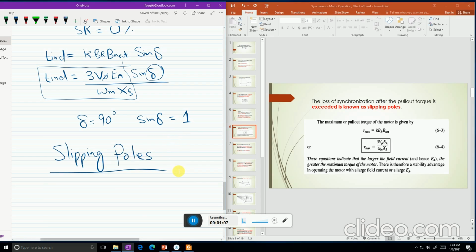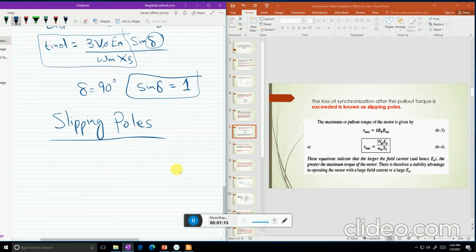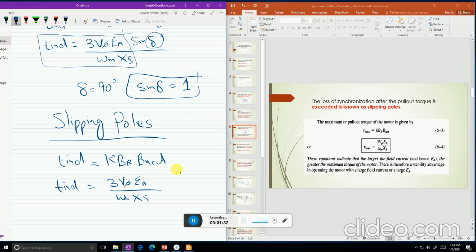And the maximum pull out torque can be given as follows. If sine delta is equal to 1, then the torque induced in magnetic quantities is K B_R B_net, and in electrical quantities it will become 3 V phase E_A over omega_m X_S. So this is the maximum pull out torque.